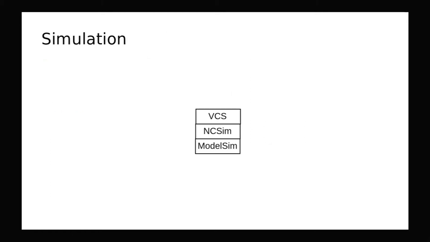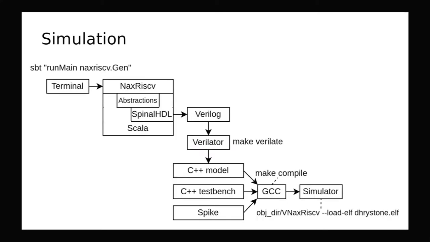And so, about simulations, in general, when we have to simulate things, we have to go to one of the big three simulators. But in an open source ecosystem, it's not possible for many reasons. Licenses are really expensive. There may be a few ways you can get something working without a paid license, but it's really, really slow and limited. So instead, NaxRiscv uses Verilator.